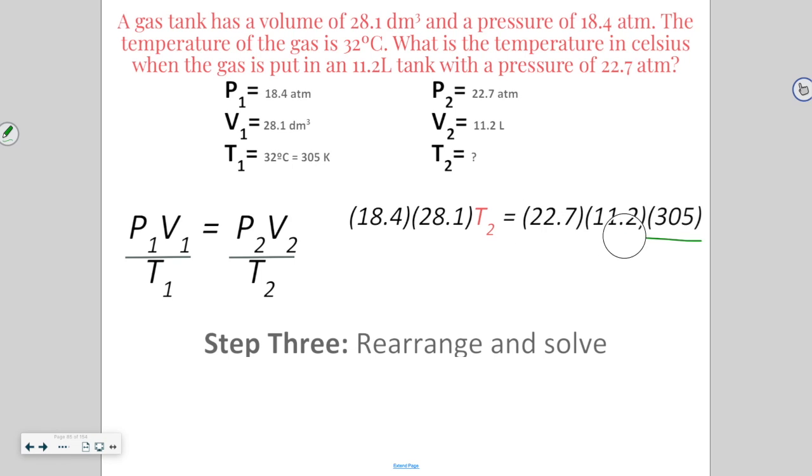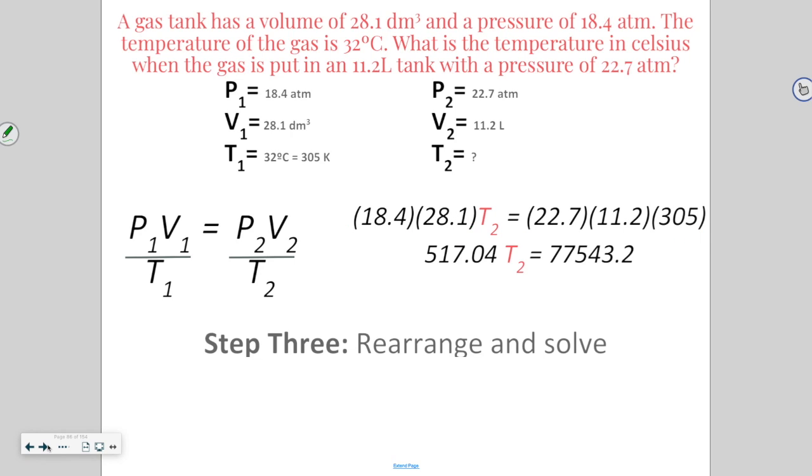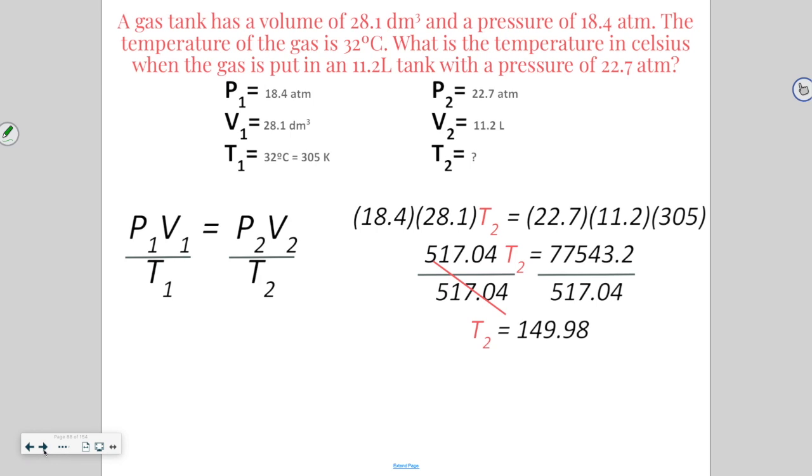So now that we've gotten it out of our fractions, our division, we can now simplify. So I'm going to simplify all of these numbers on my left and right and combine like terms. I've got 517.04 T2 equals 77,543.2. All right, solving for T, I need to divide by 517.04 so that it cancels out on the left. And my T2 value equals 149.98.